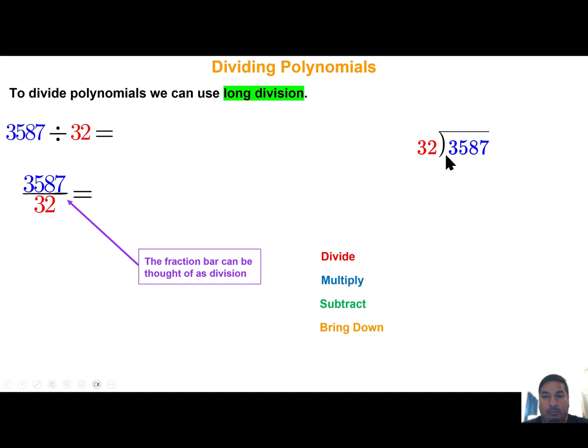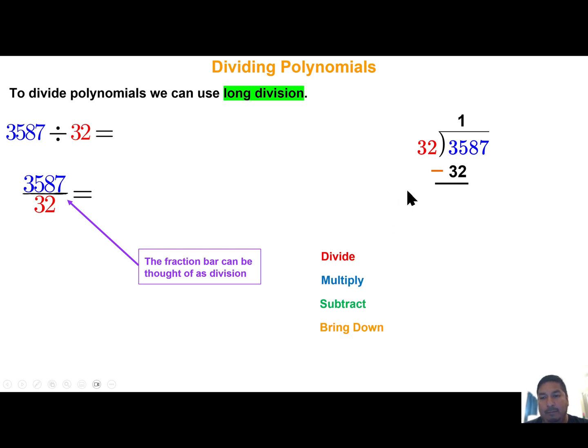So here, for example, we have 32. We go to 35, 32 can go into 35, or 35 is divisible by 32, and it goes in there once. And so we put a 1 on top. Then we multiply. So 1 times 32 is 32. Then afterwards we subtract, this is the third step. And then we subtract and get 3, and then we bring down the 8. So that's the 4 steps.